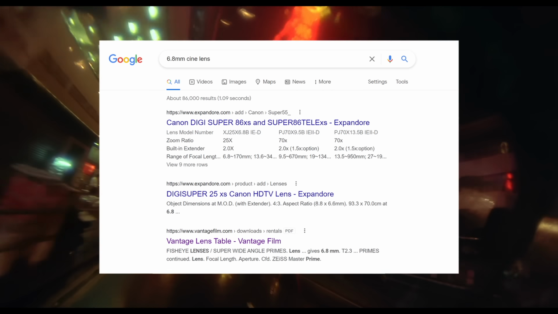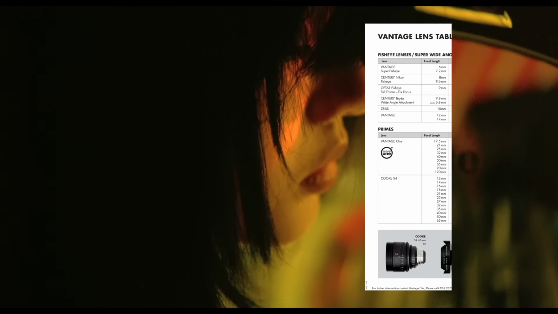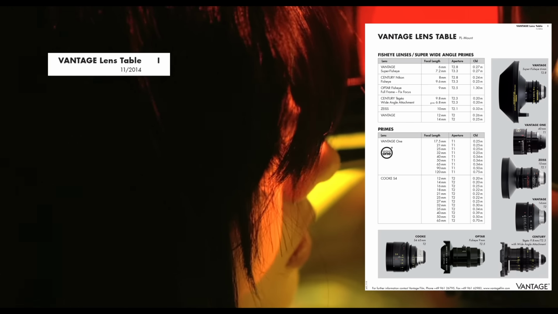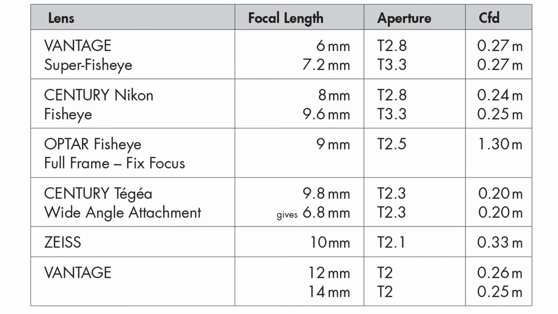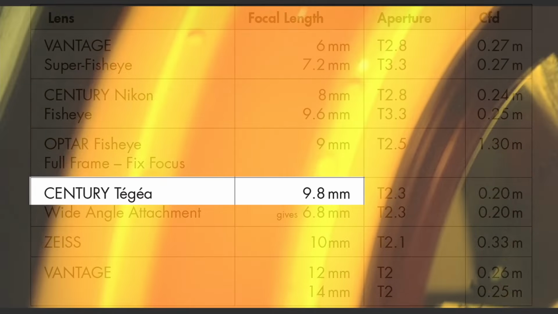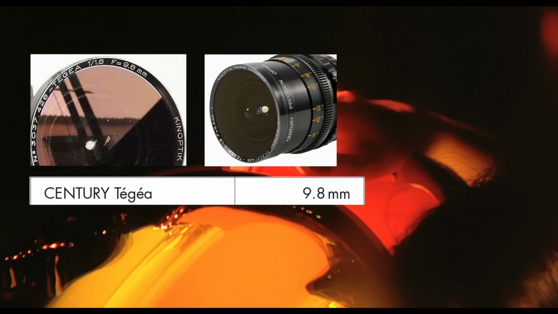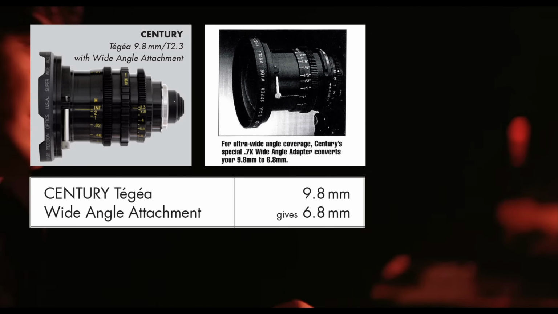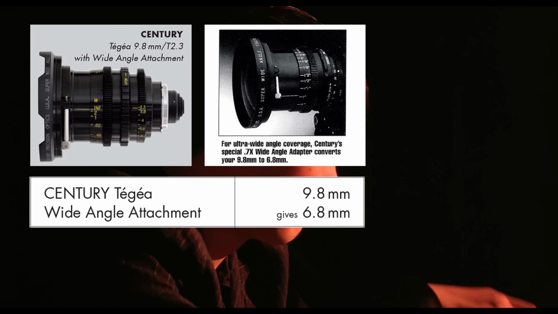The answer finally came to me in a link that I nearly glanced over at first, a PDF form from 2014 listing the lenses available to rent from a large German rental house. Right there, Century Tegea, that is the name of the Kinoptik 9.8mm lenses rehoused for cinema use, and right below it, a wide-angle attachment, bringing the 9.8mm lens down to exactly 6.8mm. Exactly what I was looking for.